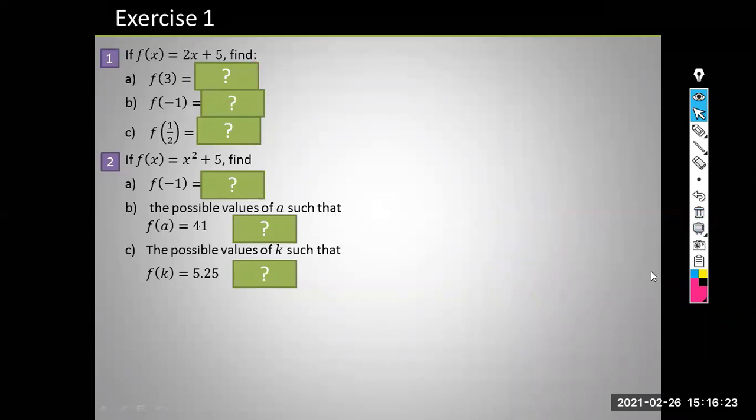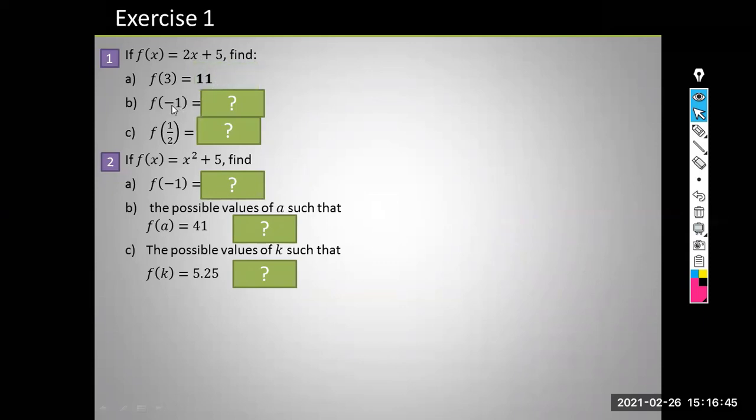Okay, find the value of this. So now instead of the value of x in an algebraic expression, you are given a specific value. The first one is 3, so you just replace the x with 3. So 2 times 3 is 6, plus 5, so you get 11.